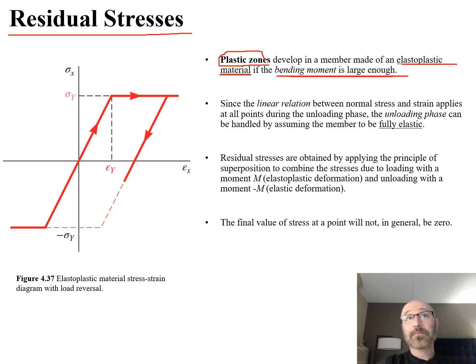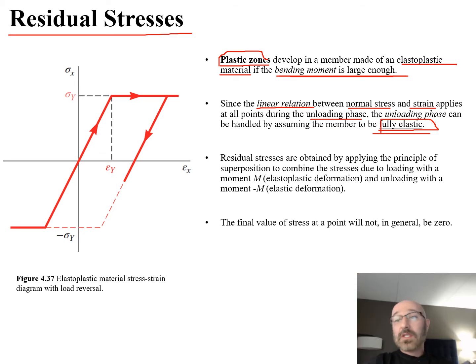This bending moment needs to be large enough in order for these plastic zones to develop in this elastoplastic material. Now, since the linear relationship between our normal stress and strain applies to all points during the unloading phase, the unloading phase can be handled by assuming the member to be fully elastic. So this is one of the assumptions that we're going to make here, that this is going to be fully elastic.